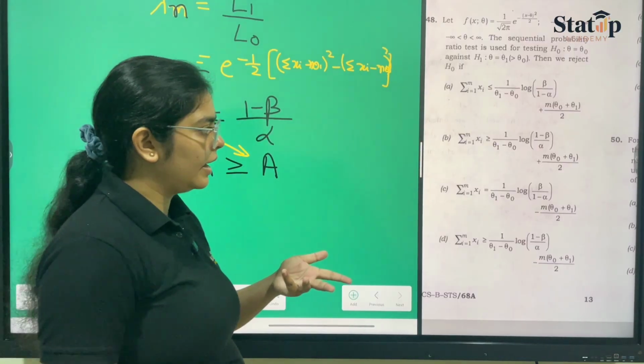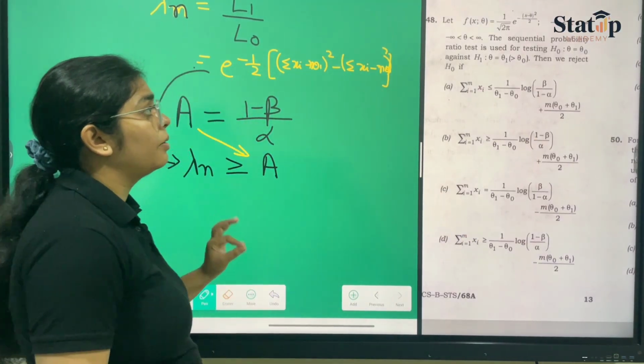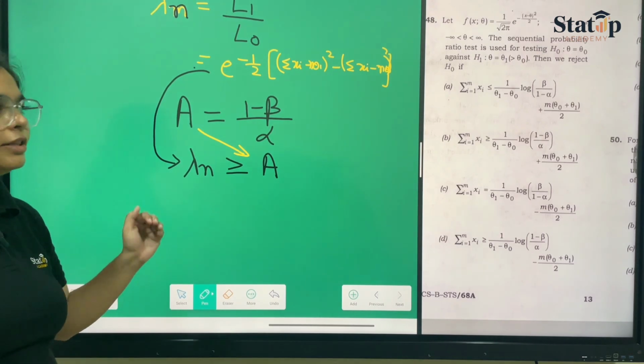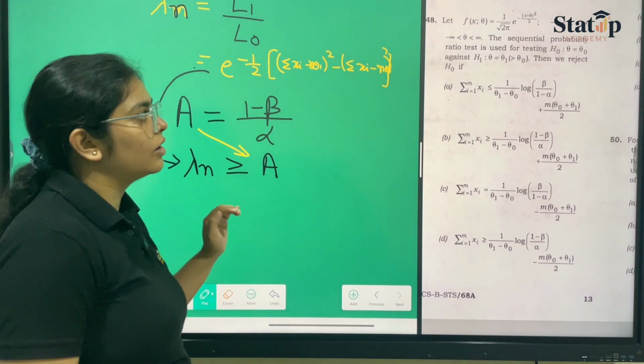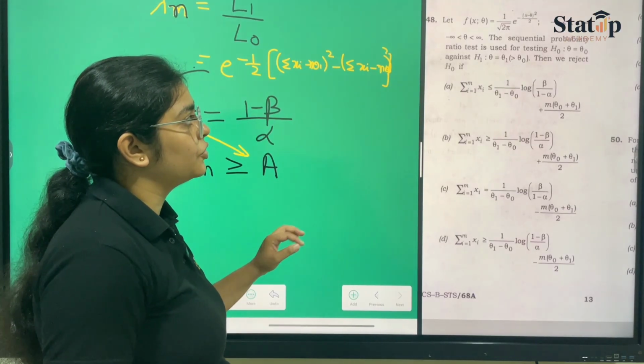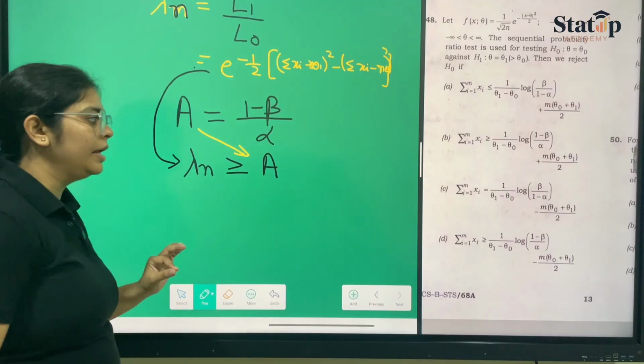Why have we taken a? Because they have given us 1 minus beta upon alpha. We are taking a because this is the upper limit, and the upper limit should be considered while calculating for the sequential probability ratio test where theta 1 is greater than theta naught. That is why we have considered a.